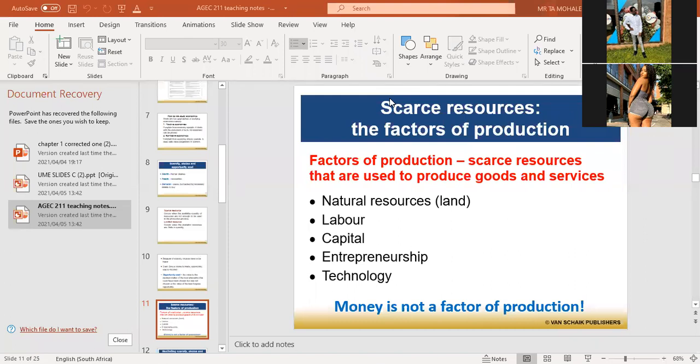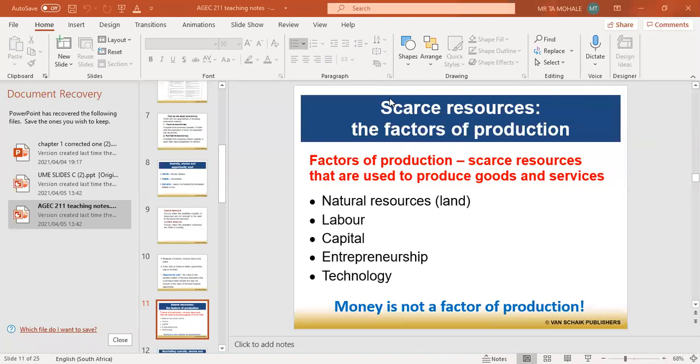We talk about resources such as machineries. If you are a baker, you are using a certain machine. So that machine is your capital resource because it will make money for your business. Capital is not money. Are we together? Capital are just resources that we use to make money. So don't confuse capital with money. Now, why is money not a factor of production? Because we said capital is not money.